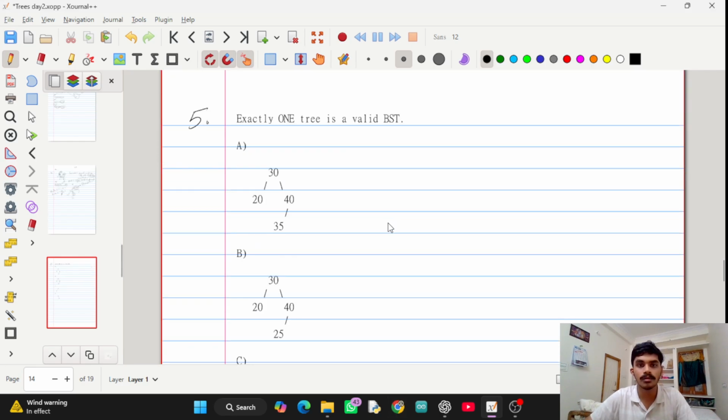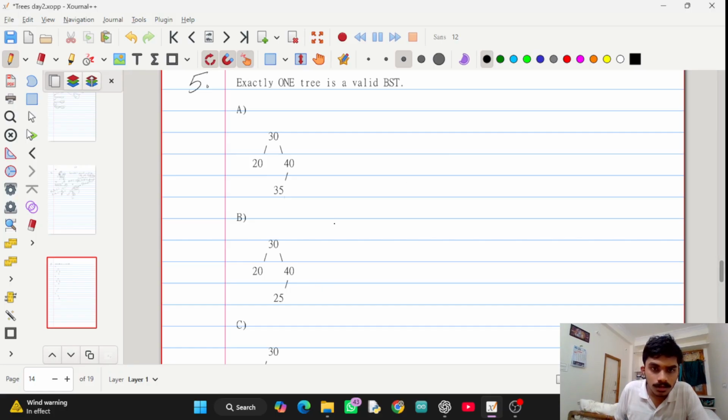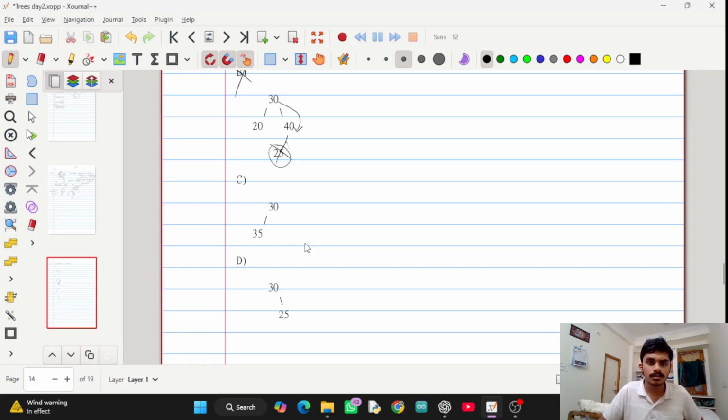Next, moving to the fifth question. Exactly one tree is a valid BST. Let's check this one. 30, 20 is lesser than 30, 30, 35 greater than 30, right? But 30, 20, 25 cannot be placed here. 25 enters into the right part if and only if it is greater than 30. But 25 is not greater than 30. So we got our answer. Let's check other options too.